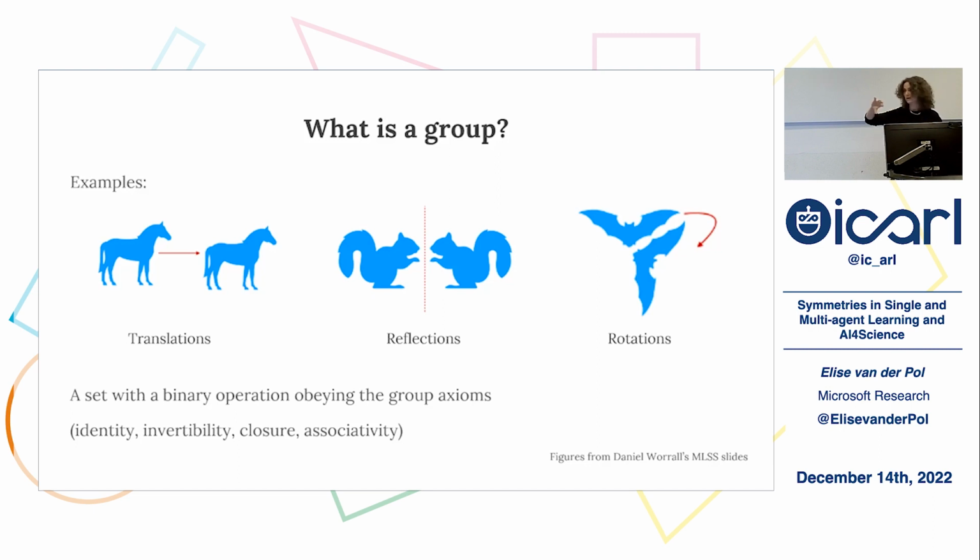So if you're looking at rotations, you should have a 0-degree rotation in your group. You should have invertibility, which means that for every element in the group, its inverse should also be there. So if you can rotate to the right, you should also be able to rotate to the left. Closure means that if we apply this binary operation to two elements in the group, then the result should also be an element of the group. And associativity means that it just doesn't matter where we put the brackets.